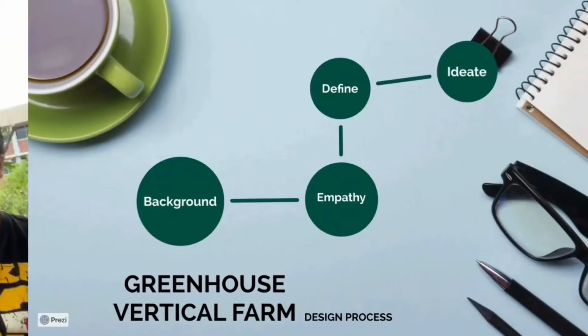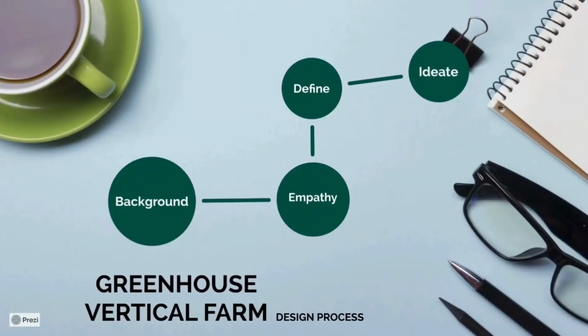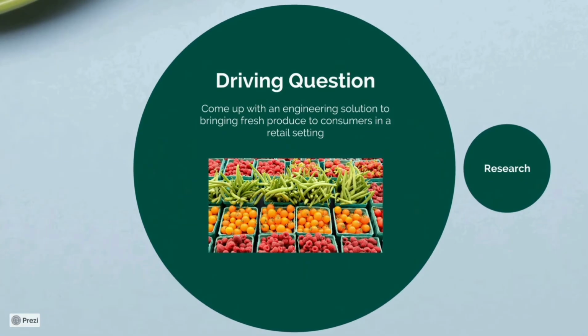In this video, we will be walking you through the design process behind our project, the Greenhouse Vertical Farm. The design thinking process includes empathize, define, ideate, and the prototype stage, where we develop our idea. However, before diving into these stages, we first have to understand the problem at hand. The driving question for this innovative project is to come up with an engineering solution to bring fresh produce to consumers in a retail setting.